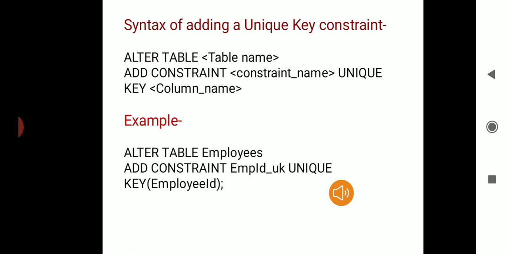Next, see the example for a better understanding. Alter table employees. Here, employees is the table name. Then add constraint empid underscore uk. Here, empid underscore uk is the unique key constraint. Then unique key within bracket employee id. Here, employee id is the column on which the unique key is imposed.